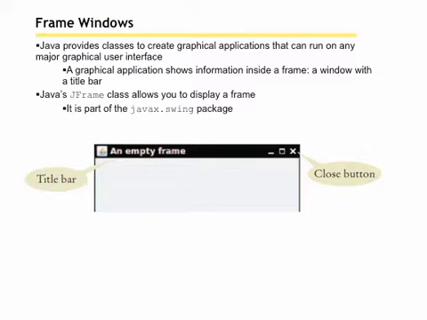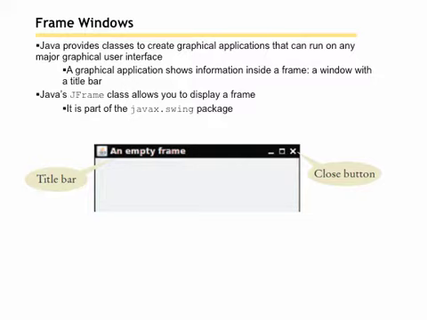So your text boxes and your text areas and your buttons, they'll all go on a frame. It's a container, if you will, for all of your GUI components. Java's JFrame class allows you to display a frame, and it's part of the javax.swing package. We've used the javax.swing package already for JOptionPane. Notice that the frame window contains a familiar title bar and the familiar close button and maximize button and minimize buttons that you have with your operating system.